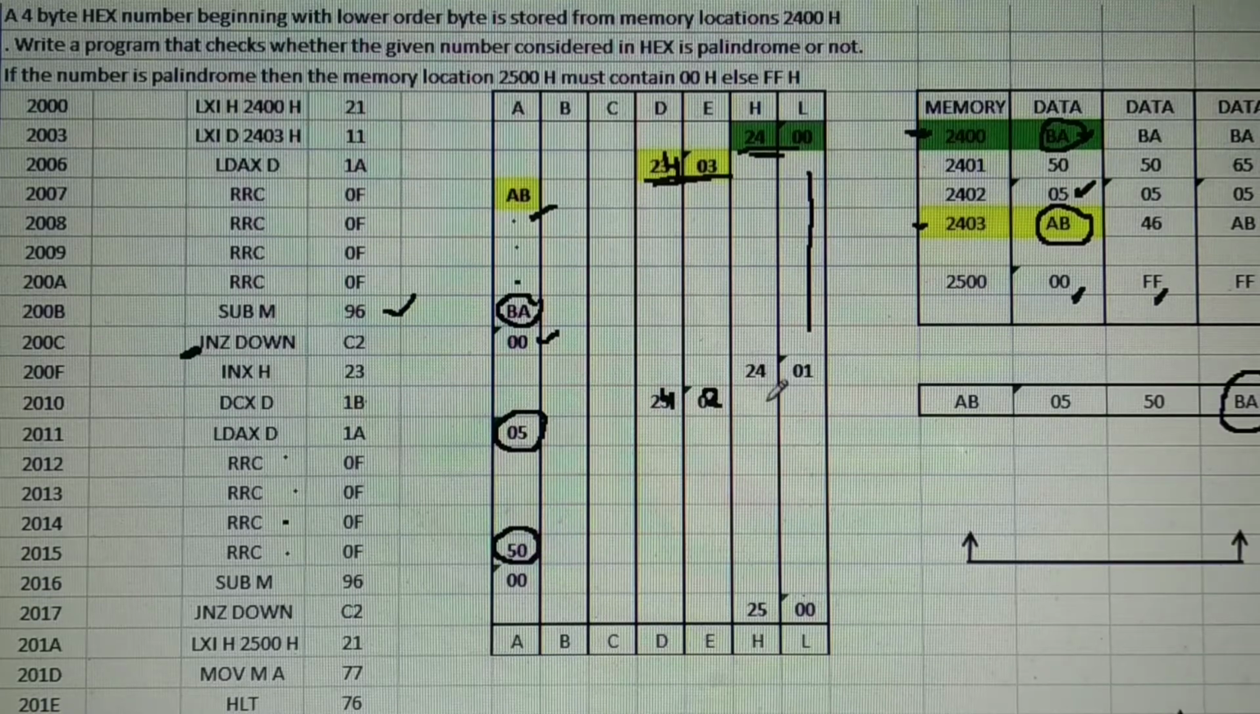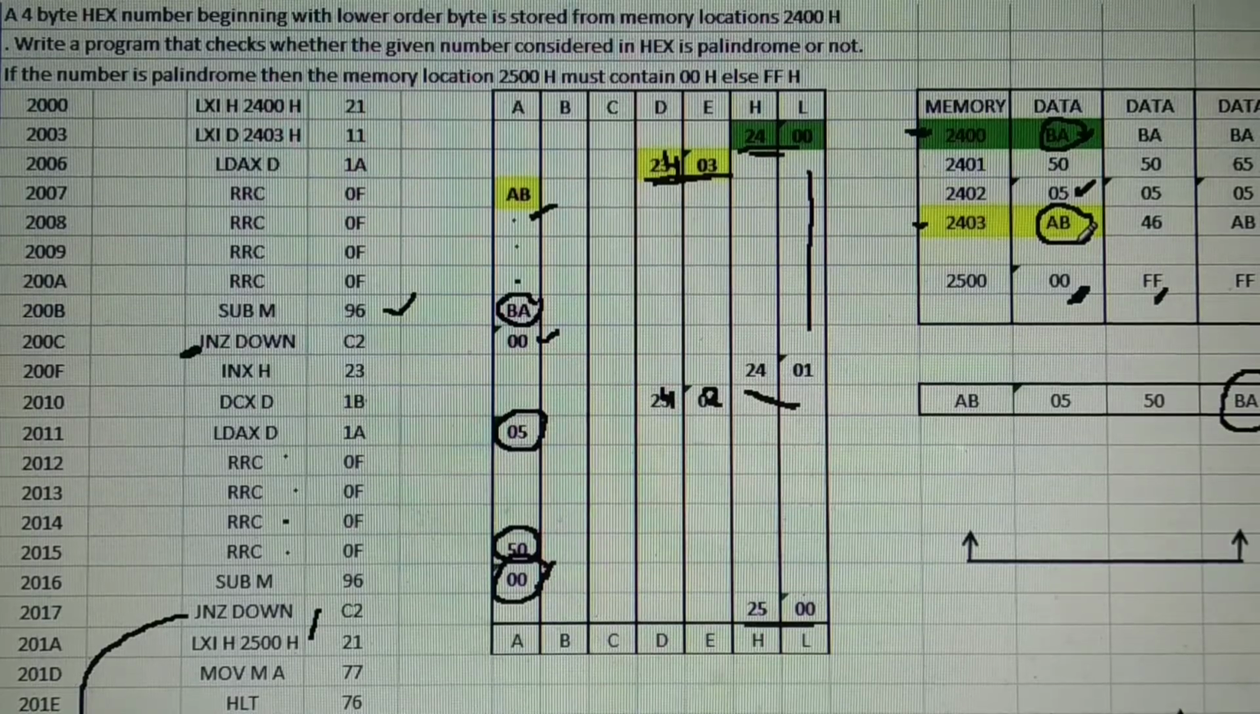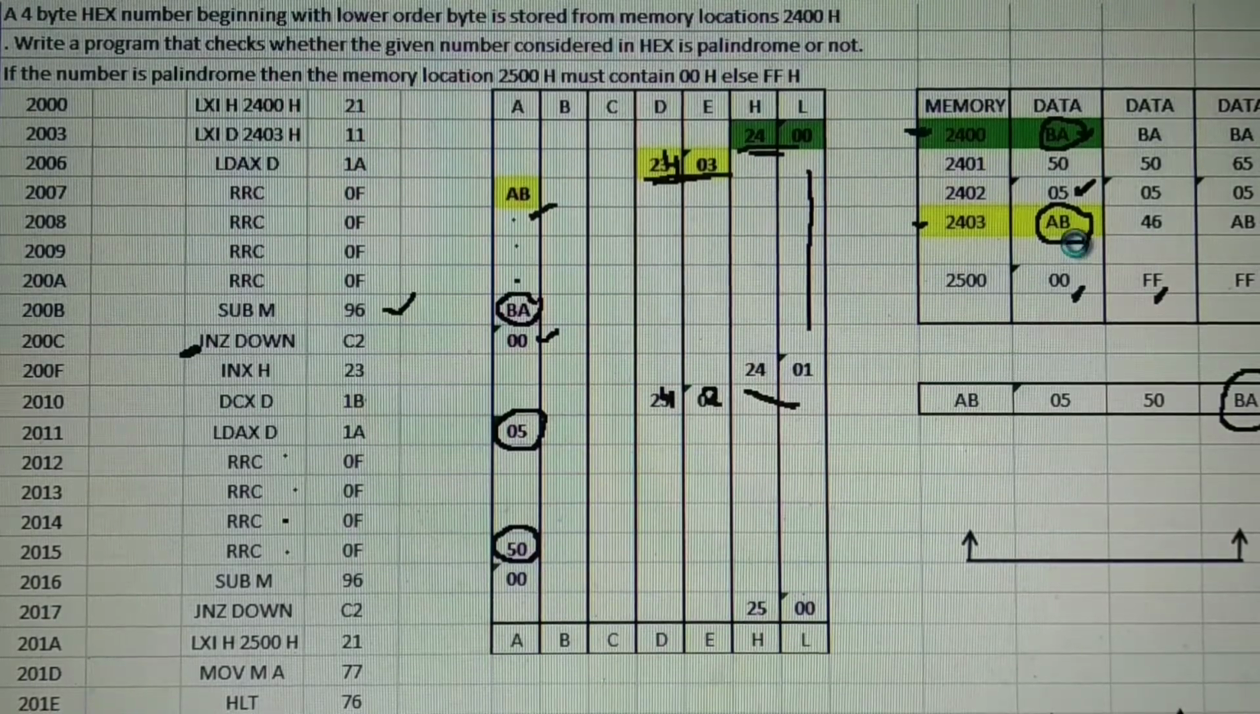Subtract M. Go to the memory 2401, whatever number is there, that is 50, it gets subtracted, you will get answer 0. If the answer is not 0, then you have to go to the instruction at the label down. But the answer is 0. Therefore execute the next instruction, LXI H 2500 and MOV M, A. In the accumulator number 00 is there, it goes to 2500. In the first case, the number is palindrome and you are getting the answer in that memory location as 00.